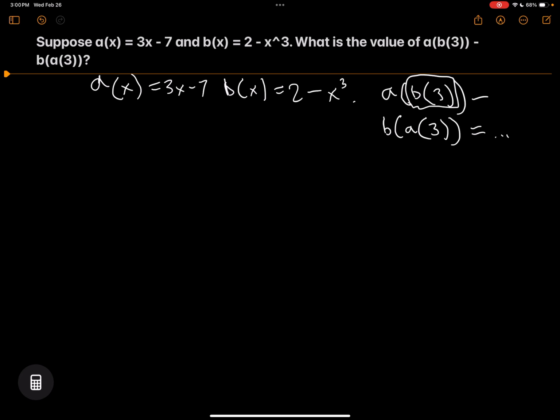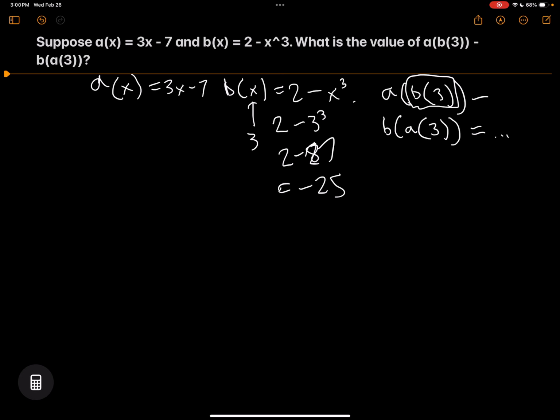So in this case, b of 3 is just inputting the value 3 into the x here, which is going to give us 2 minus 3 cubed, which is 2 minus 27, which gives us negative 25. So that's the value of this b of 3 innermost portion. So then we move out to the next layer.